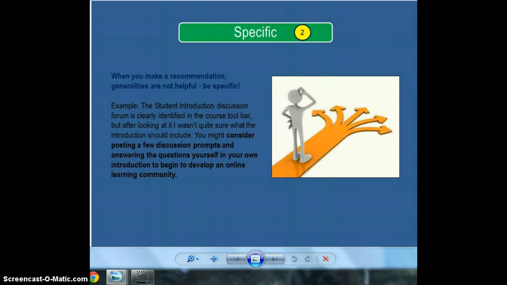The second characteristic is specific. When you make a recommendation, generalities are not helpful. Be specific. In this example, I asked them to consider posting a few discussion prompts and answering the questions themselves as the instructor in their own introduction to begin to develop an online learning community.